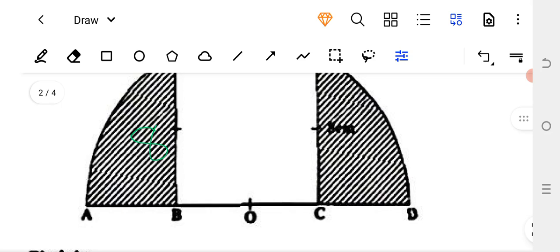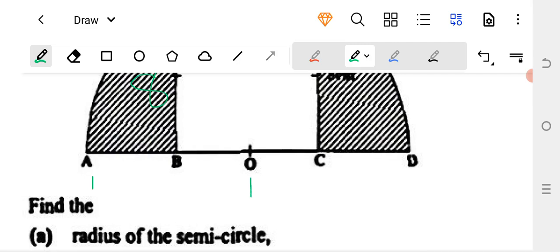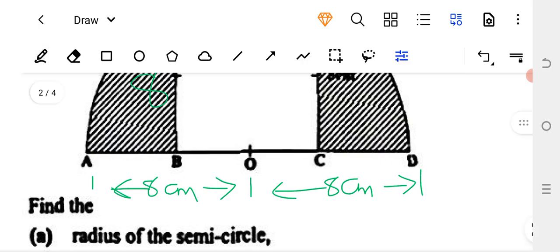Now, it's saying that the radius of this particular semicircle is 8 centimeters. So if we go from O to A, we can indicate that there to there, that it is 8. Let's do it like that, 8 centimeters there to there, and then from there to there it's also 8 centimeters, of course.